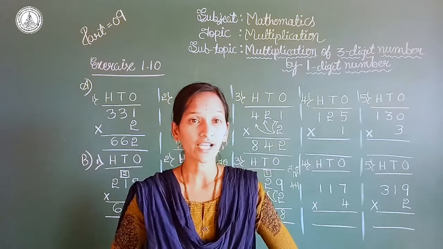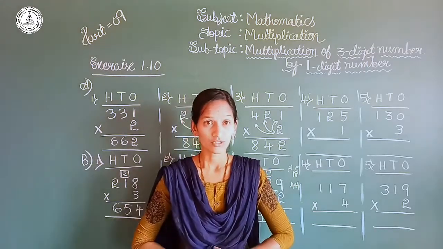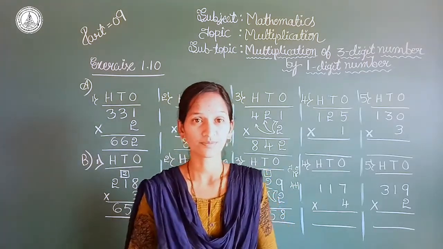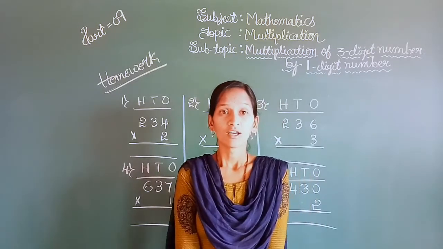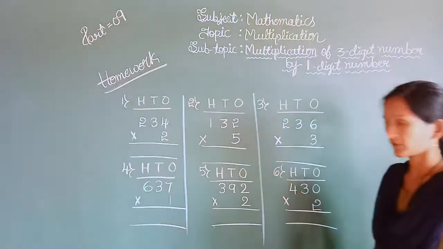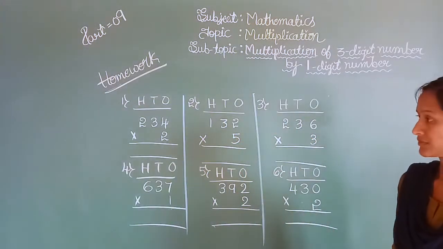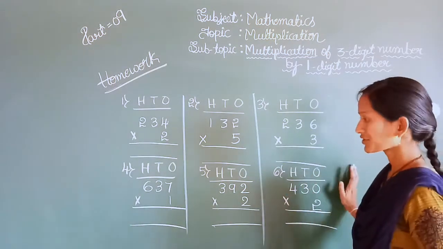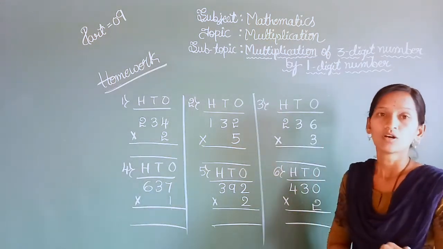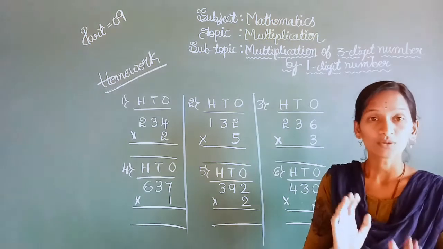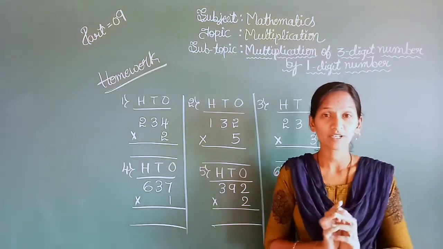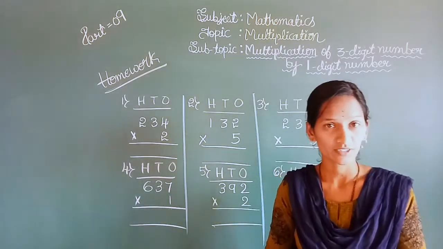So now it's time to give homework. So all of you pen down. So my dear students, write down, this is your homework. So 1 to 6 you have to solve at home. Along with that, you have to learn the multiplication tables from 2 to 10. Right?